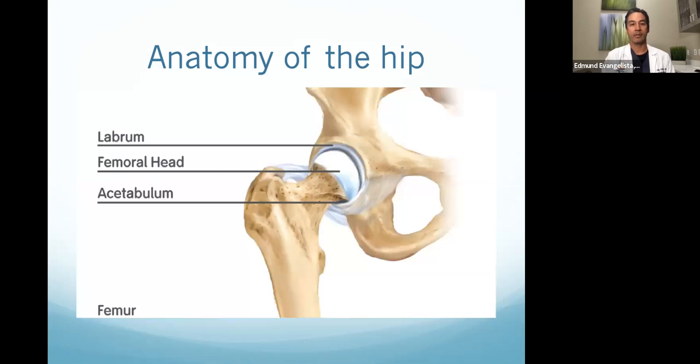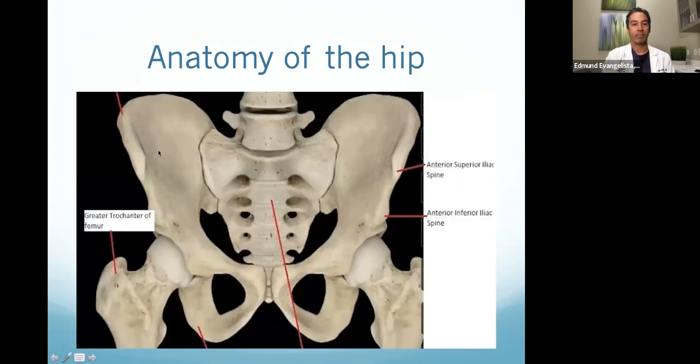Next slide shows the labrum. The labrum is a fibrocartilaginous structure that surrounds the rim of the socket and serves to help deepen the socket and provide stability. Some of the bony anatomy around the hip that's important: the iliac crest up here, which is that bony prominence up around your waist. And then further down on the side of the hip is the greater trochanter.